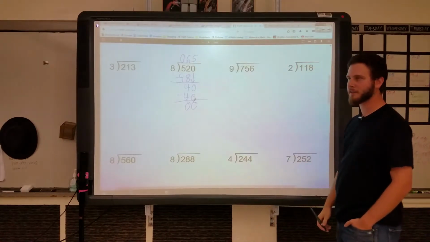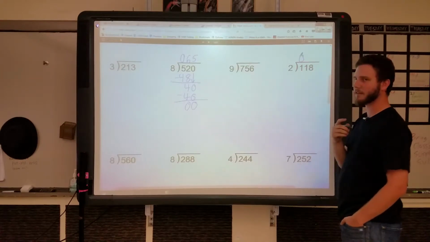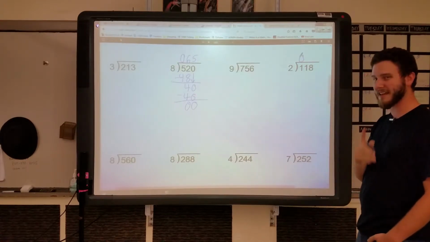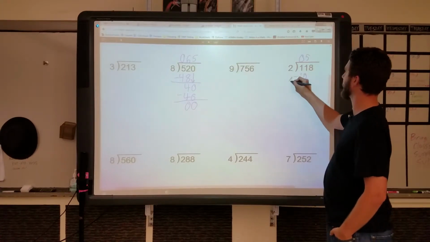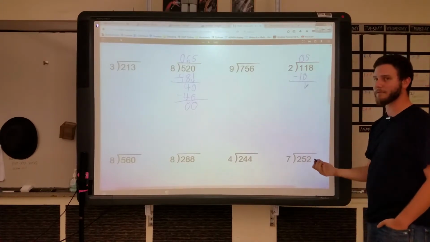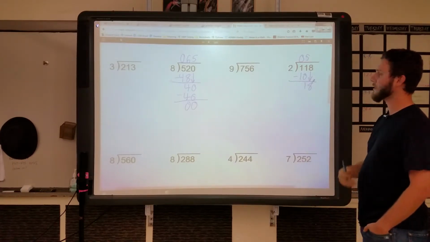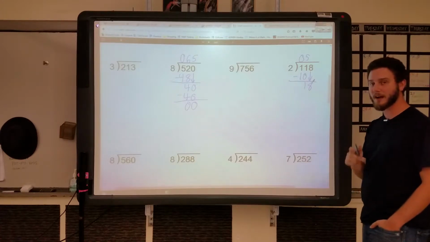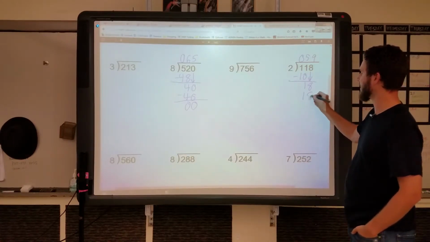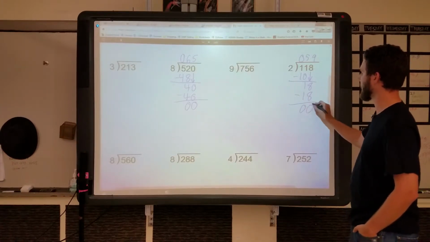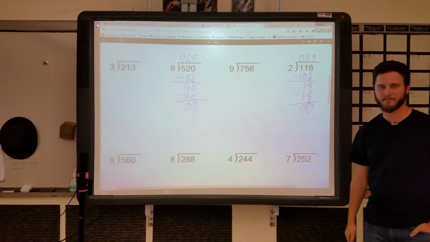This problem here on the end, similar situation. 2 does not go into 1, but it does go into 11, though not evenly. It goes into 11 5 times, giving me 10. When I subtract 10, I still have 1 left over, except when I carry down my 8, 2 goes into 18 9 times evenly, and 9 times 2 will give me 18. Subtracting that out reveals that my final answer is 59.